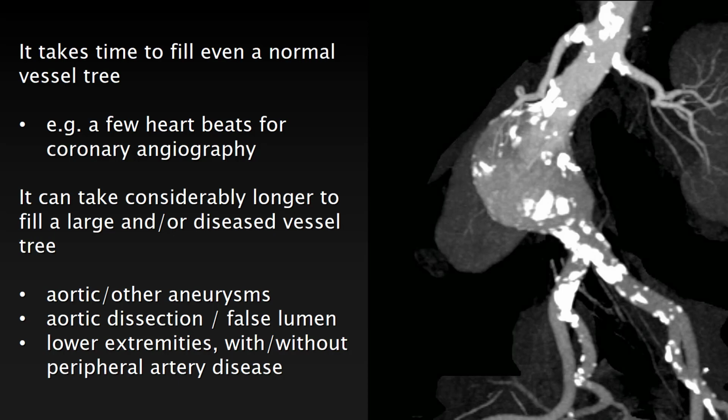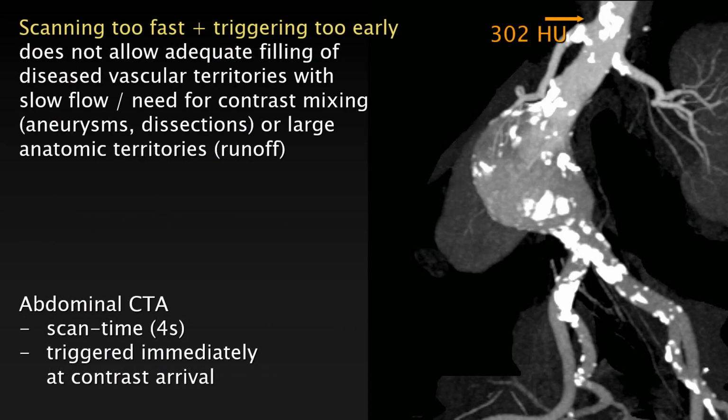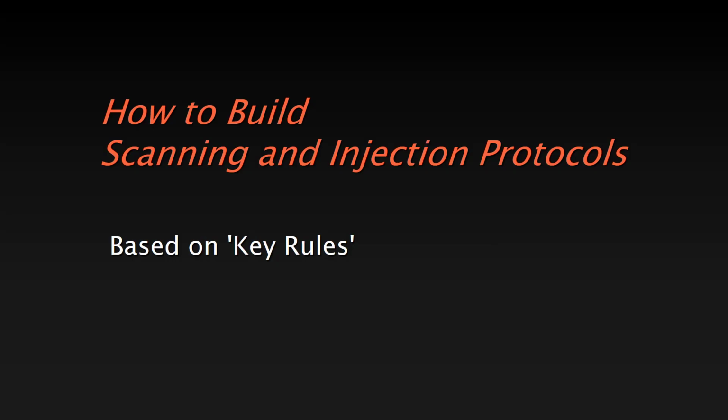The same is true for dissections. You can have a false lumen that enhances later, and you can have patients with peripheral artery disease who have a lot of stenosis, but also takes a lot of time to trickle. So you do not want to necessarily scan too fast. Here we saw we triggered too early, and we didn't really achieve a good scan time, a good enhancement.